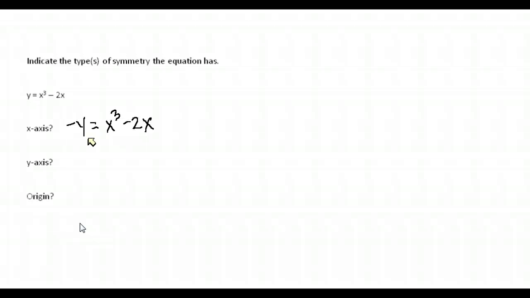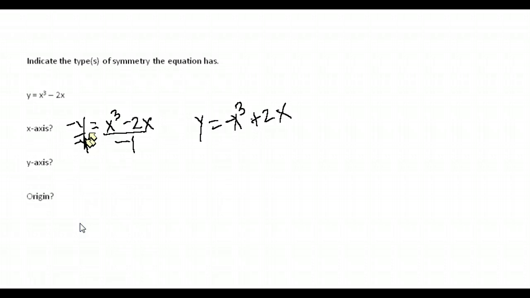Okay, so I'm done. I could divide everything by a negative maybe on both sides to get the y back to look somewhat like it did before. But if I divide that side by negative 1, I have to divide the other side by negative 1, and I end up with a negative x to the third and a positive 2x, which still doesn't look like our original function here. So this is a no.